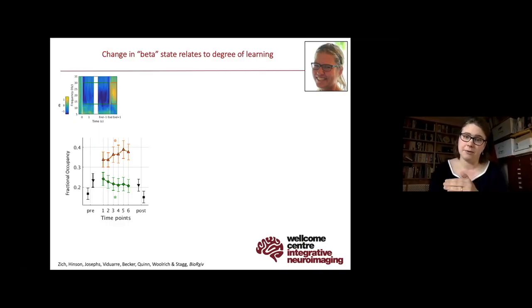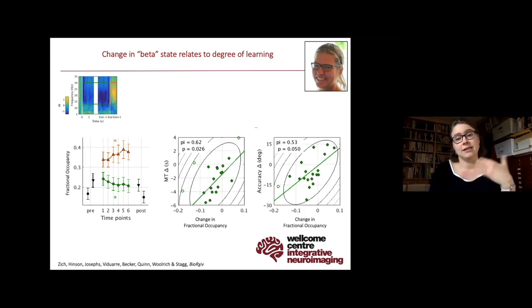Interestingly, over the time of learning, that decrease in beta became stronger as people learnt, and on a subject-by-subject basis, the degree to which that changed correlated very nicely with their improvements in both movement time and accuracy. So it seems that 20 Hertz activity might be very important for learning.